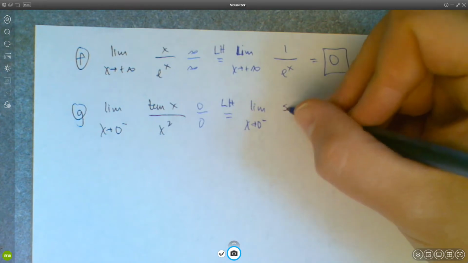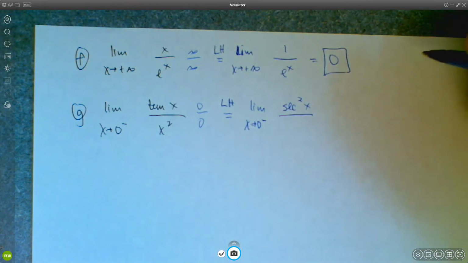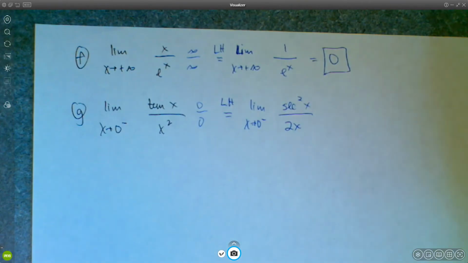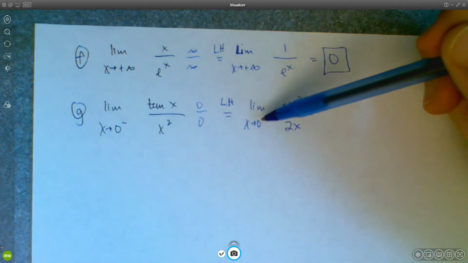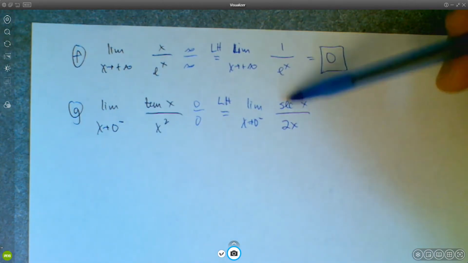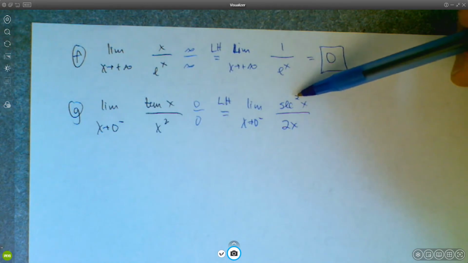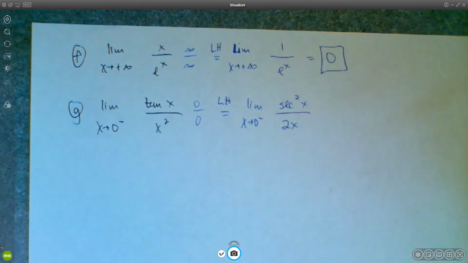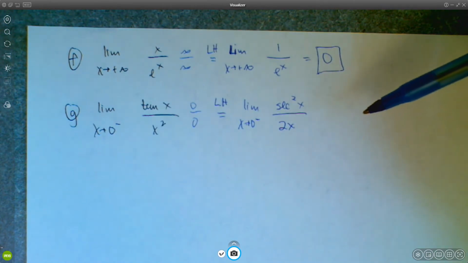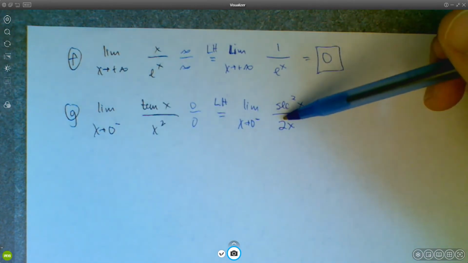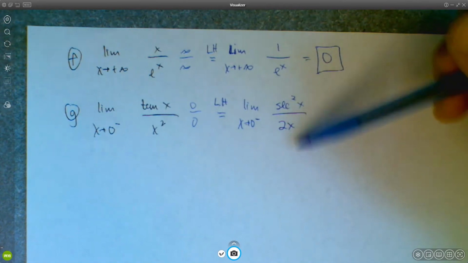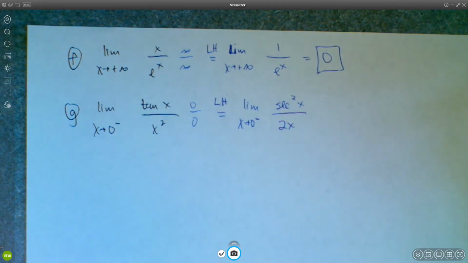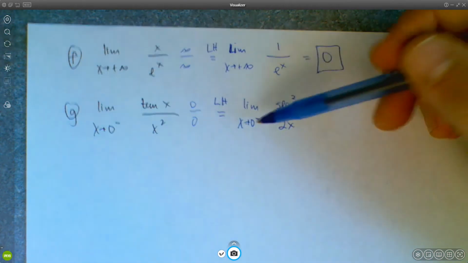Derivative of tangent is secant squared. Derivative of x squared is 2x. Now, if I plug in 0, secant of 0 is 1. So secant squared of 0 is also 1. 2 times 0 is 0, so this is like a 1 over 0 situation. 1 over 0 is not indeterminate, but you do have to figure out, are you approaching positive infinity or negative infinity? So think about it like this.